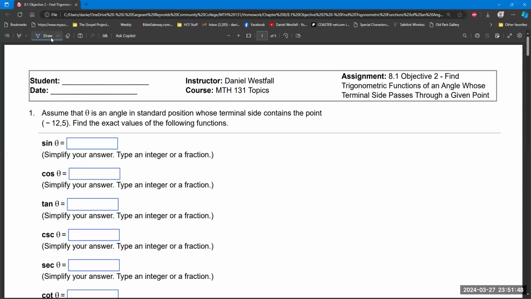In this video, we're going to talk about 8.1 Objective 2, where we find trigonometric values of an angle whose terminal side passes through a given point. We are looking for exact answers to these.